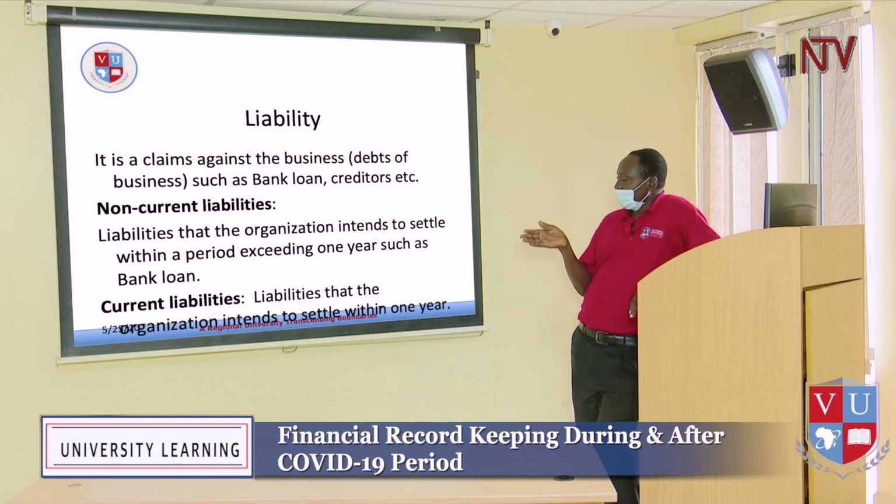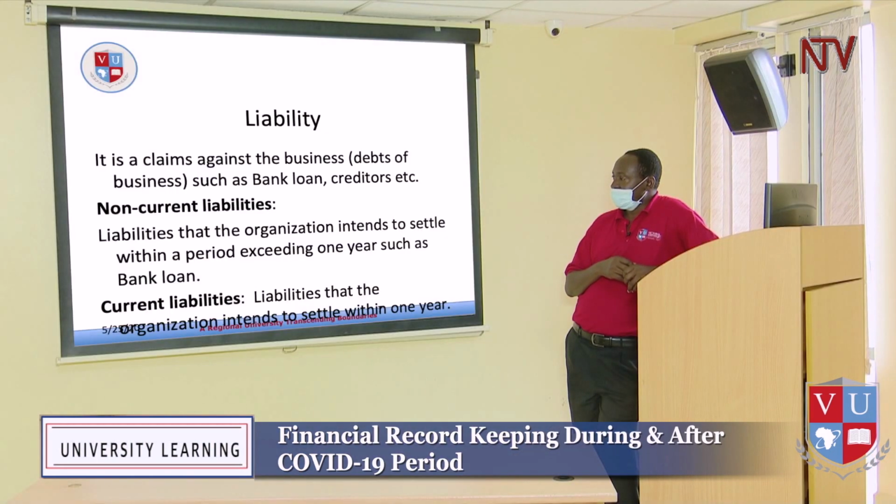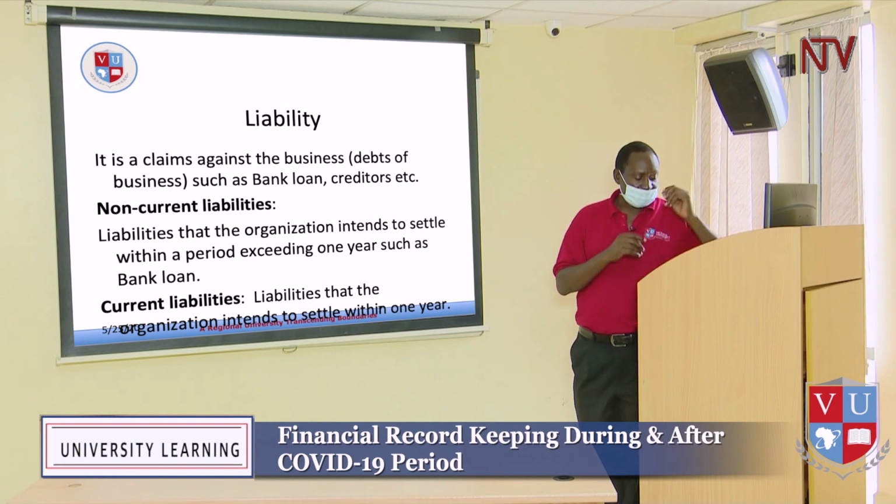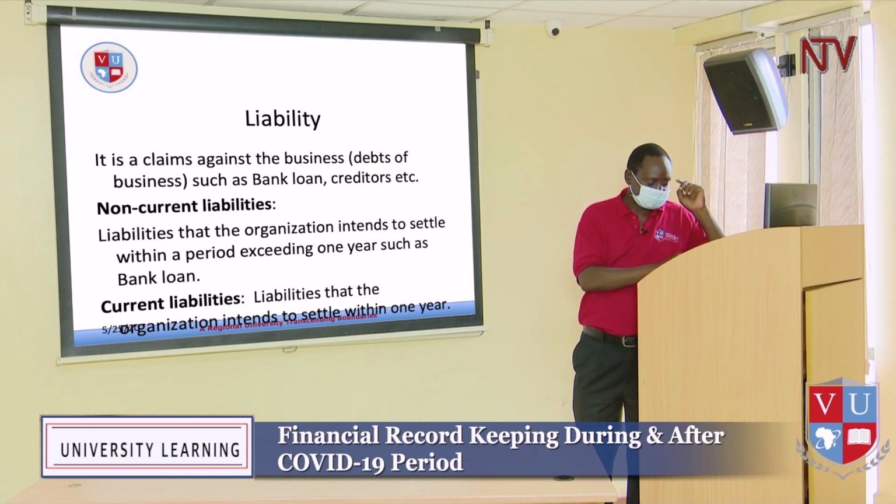The current liability can constitute things like an overdraft. If you have an overdraft with a bank and you intend to pay it in a period of less than 1 year, that qualifies as a current liability. And then for the non-current liabilities, a bank loan that you are settling in a period exceeding 1 year qualifies as a non-current liability.